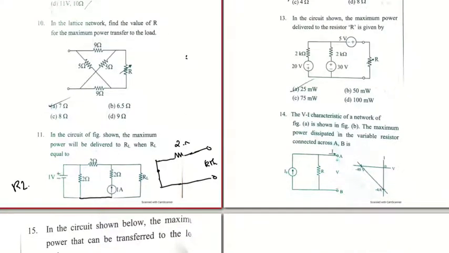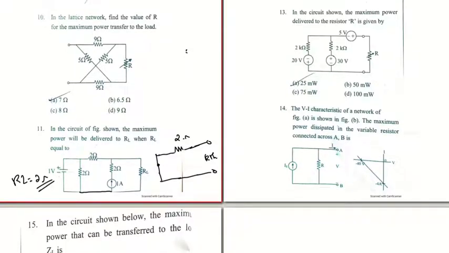So for maximum power transfer, RL should be equal to 2 ohm. Now move on to the next question. In the circuit shown, the maximum power delivered to the resistor R is given by. We have to find out the maximum power delivered to the resistor. For this, the equation is not V square by R, it is VTH square divided by 4 into RTH.